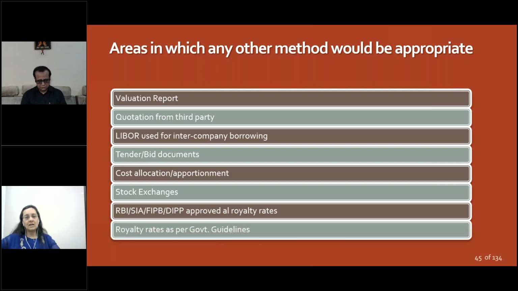There's a SEBI guideline now that lays down the rules for royalty payment to group companies. Those can be used. So anything that is available in the public domain that sets a benchmark or gives you a price that could have been charged or would have been charged in an uncontrolled scenario can be used under other method. The difference is, in CUP, it has to be an actual transaction, and in other method, it could be a transaction that could have taken place at a particular price.